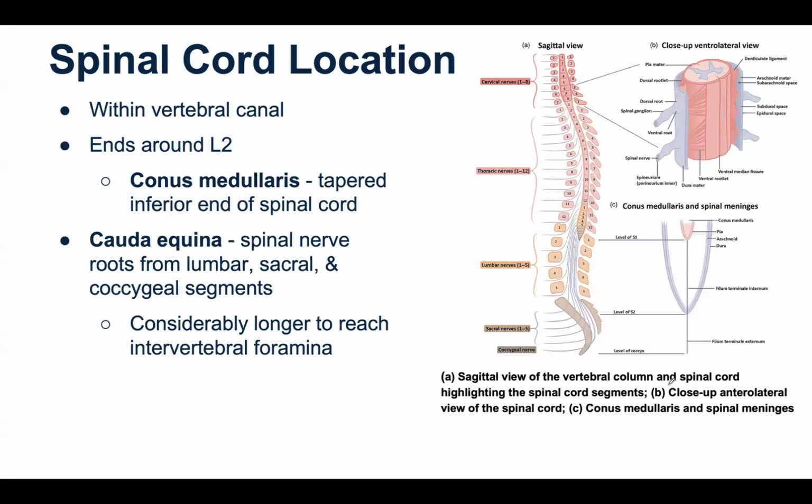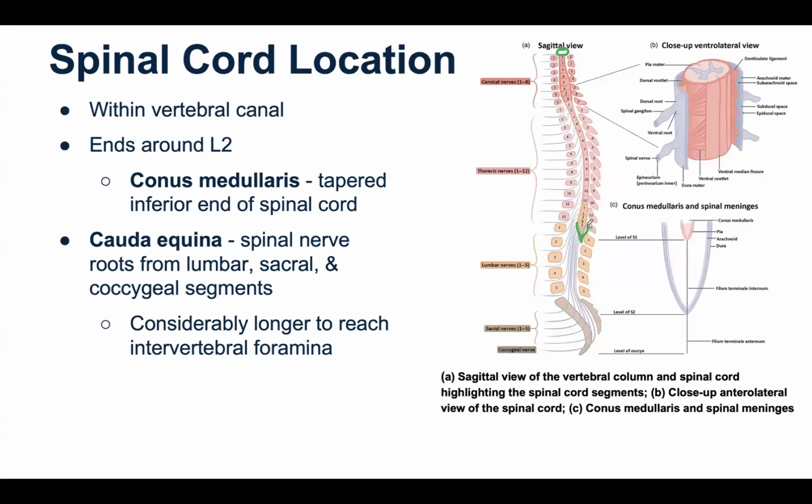The spinal cord is located within the vertebral canal, so nice and protected by those vertebrae. The spinal cord begins at the foramen magnum of the occipital bone, so it's basically the continuation of the medulla oblongata. And it ends around L2 at the conus medullaris, which is just the tapered point of the spinal cord.